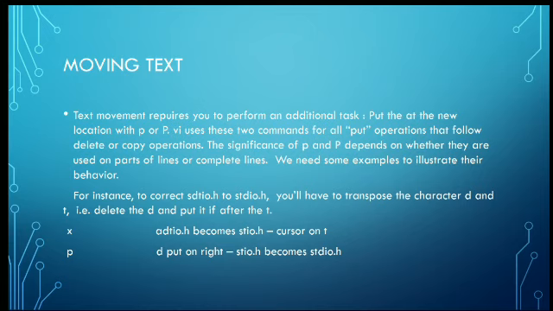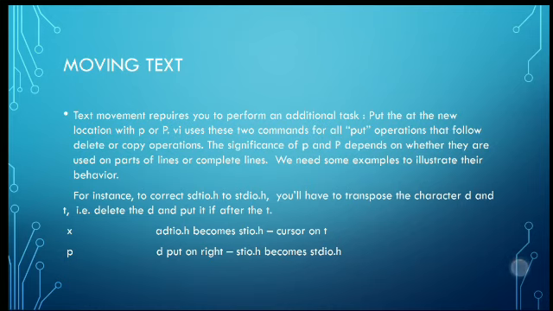For instance, to correct SDTIO.H to STDIO.H, you will have to transpose the characters D and T, that is, delete D and put it after the T. The x deletes the D in SDTIO.h, making it STIO.h. Move the cursor to T and press p to put it on the right, and STIO.h becomes STDIO.h.